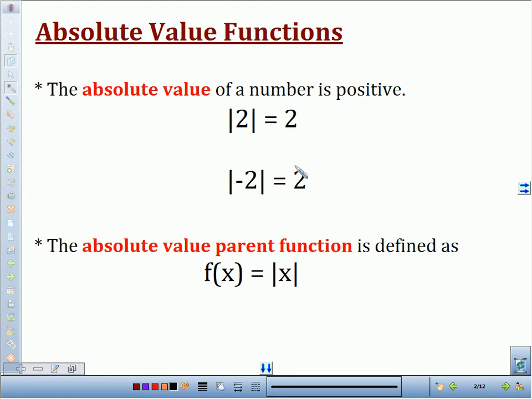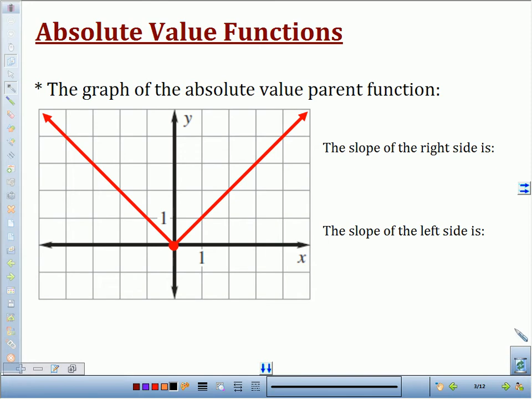The absolute value parent function is defined as f of x, the function of x, is equal to the absolute value of x. So if x is 1, then the absolute value of 1 is 1. If x is negative 3, the absolute value of x is 3, so on and so forth. Now we want to look at the parent function first. And here we have a graph of the parent function.